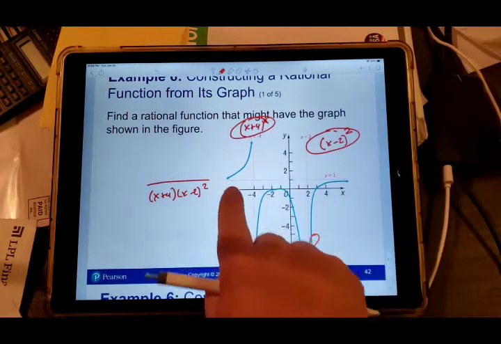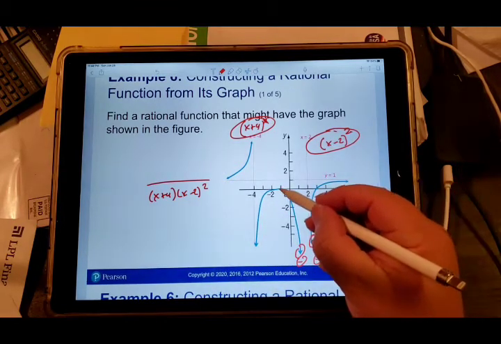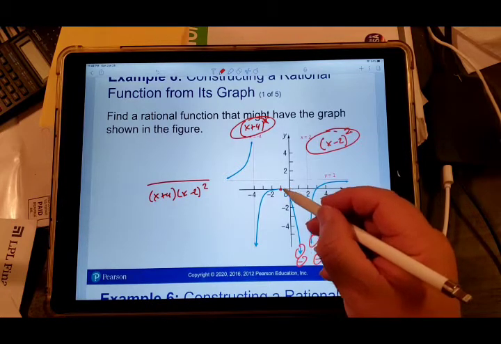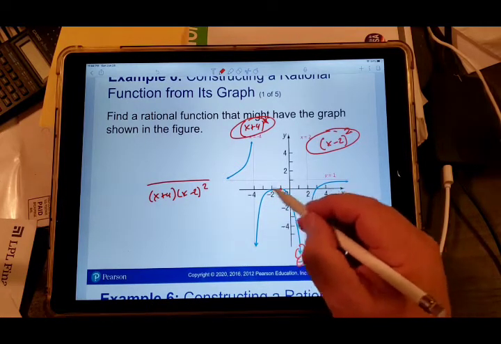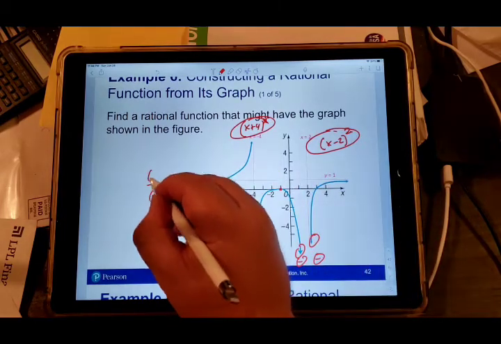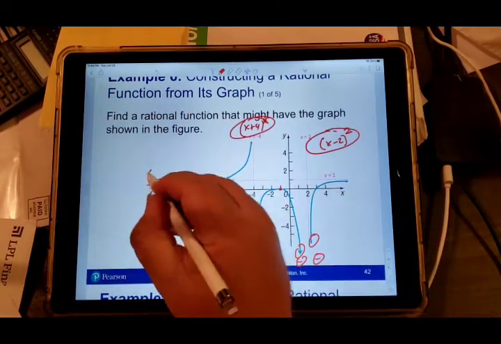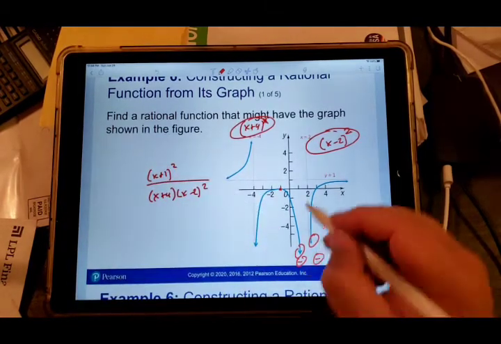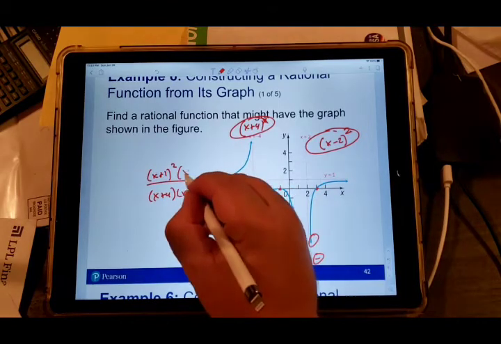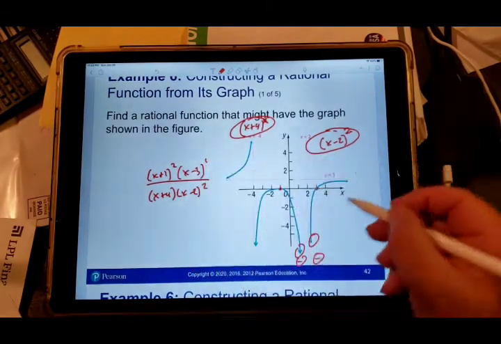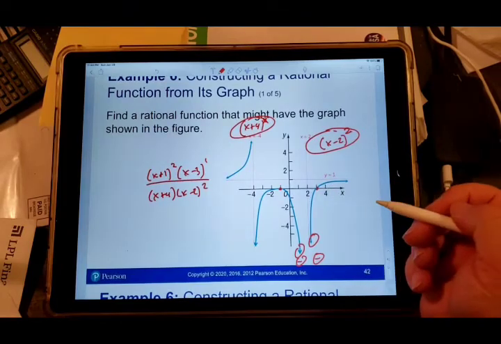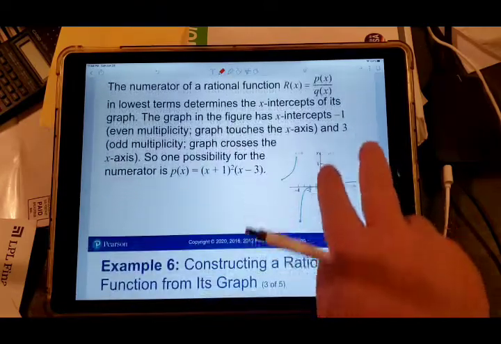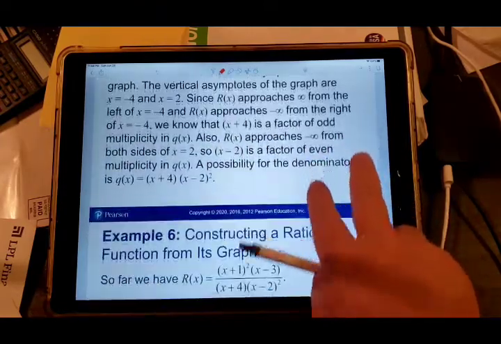The intercepts are telling, looks like there's an intercept at -1, and it's the type where it doesn't change signs. So what would give me that 0? It would be x plus 1, and that has to be squared. This is x minus 3, and that has to be not squared because I crossed the x-axis. The one thing I haven't talked about is the asymptote, but let's see how they piece this all together.